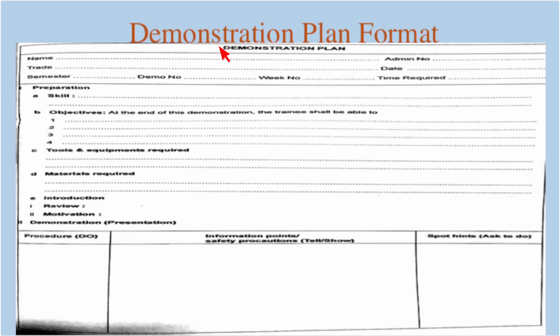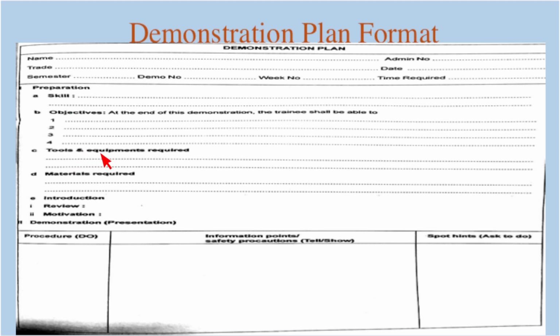Next, this is the demonstration plan format. First it is the personal details: name and admission number, and you have to mention the trade, date and the semester, demonstration number, week number and the time required for the demonstration. Then comes the preparation. In the preparation stage, you have to mention skill and objectives.